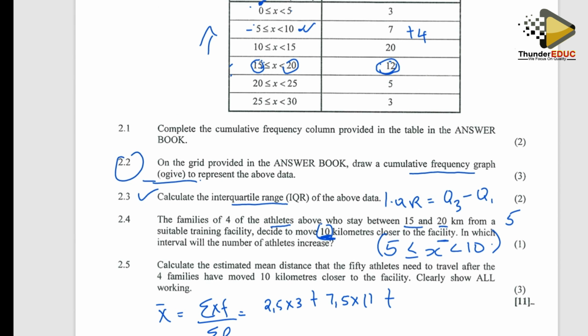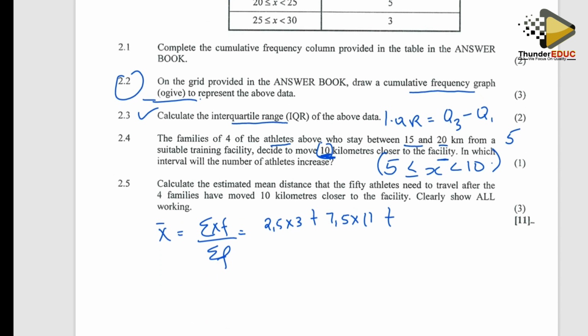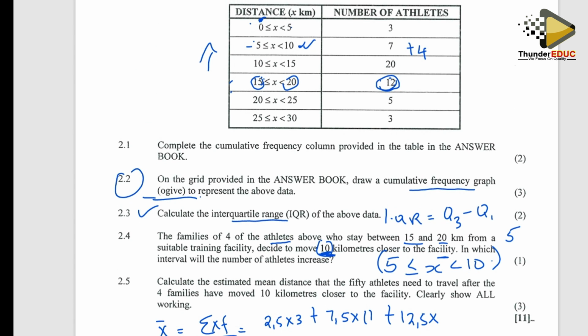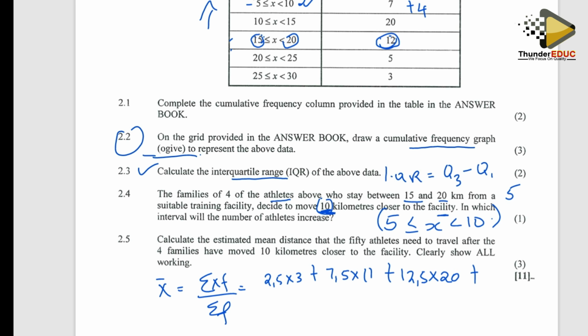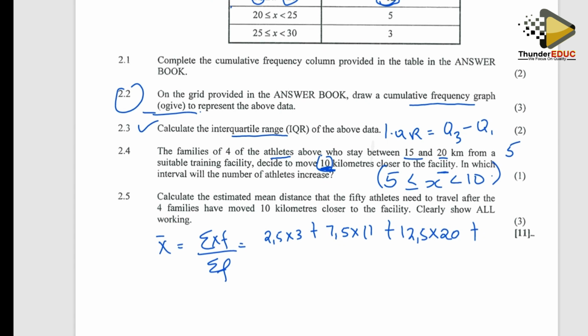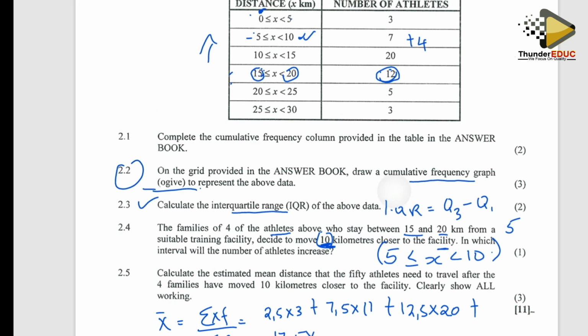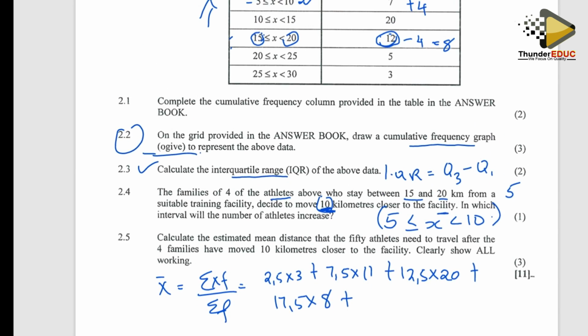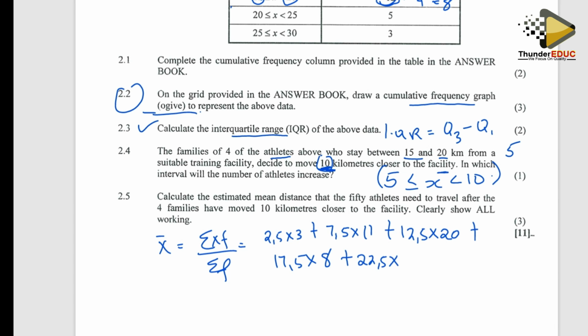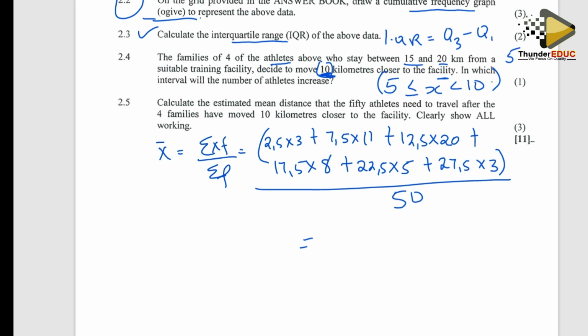plus 12,5 times how many? 20. Plus the next category is 17,5 multiplied by, now we're going to subtract our 4 people, which leaves us with 8. Plus the next category, which is 22,5 multiplied by 5, plus 27,5 multiplied by 3. So the answer we get here, we must divide by 50. When I punch this into my calculator, I say 7,5 times 11, 12,5 times, why are we saying 20?